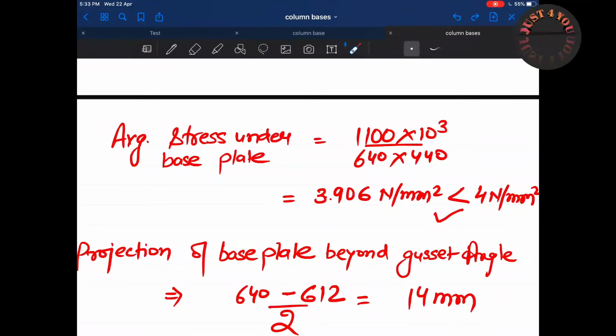The next step is to calculate the average stress, and it can be calculated by dividing the load upon area. The load is 1100 kN, and this is our dimensions of the base plate. So we get 3.906 Newton per mm square, which is less than 4 Newton per mm square. Hence the case is safe here.